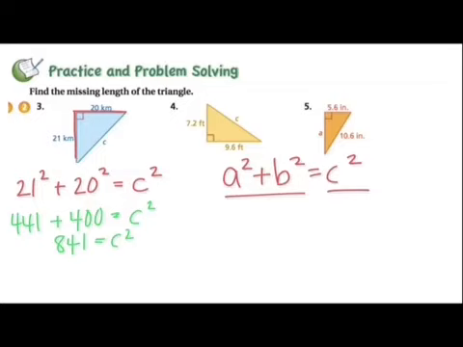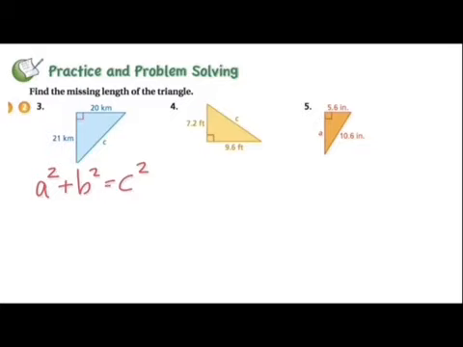Well, we want to figure out just c. In order to do that, we take the square root of both sides. Well, the square root of c squared is just c. And the square root of 841, I plug that into my calculator, and I find out it is 29. Try number 4 without me, and then we'll see if you got it right. So hit pause and try out number 4, and then hit play when you're ready to see if you got it correct.